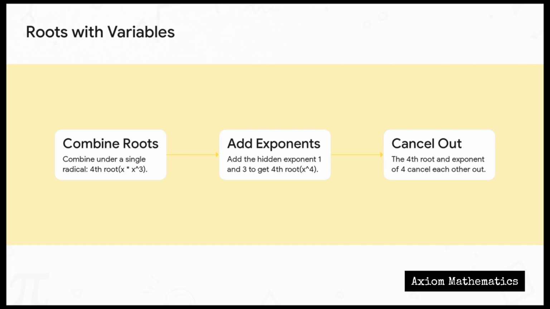Step 2. Remember your exponent laws. That solitary x has a hidden exponent of 1. When we multiply, we add the exponents. 1 plus 3 is 4, giving us the fourth root of x to the power of 4. And step 3, okay, this is a massive micro-celebration moment. The fourth root and the exponent of 4 completely cancel each other out. That entire messy combination magically evaporates into a single, beautiful letter, x.